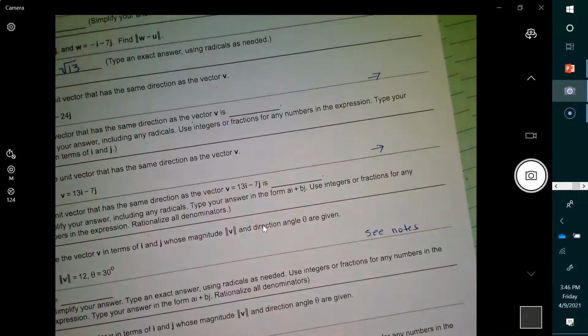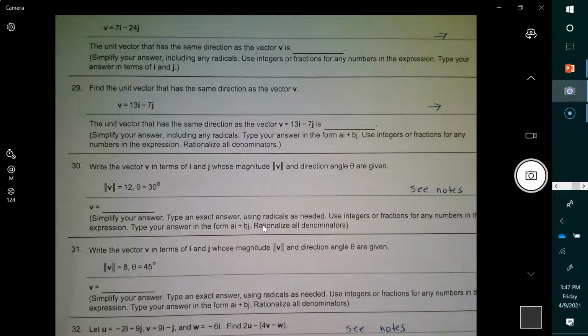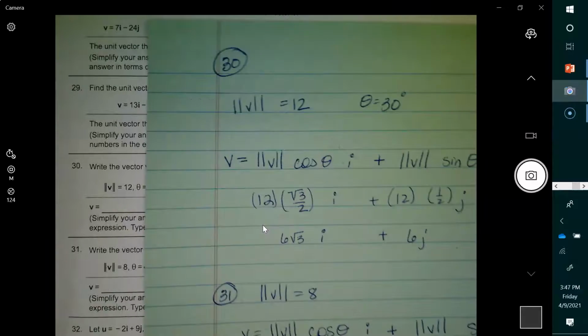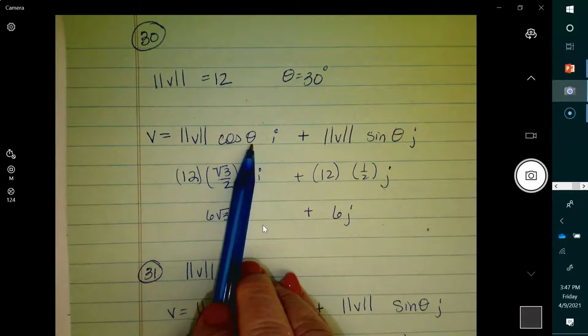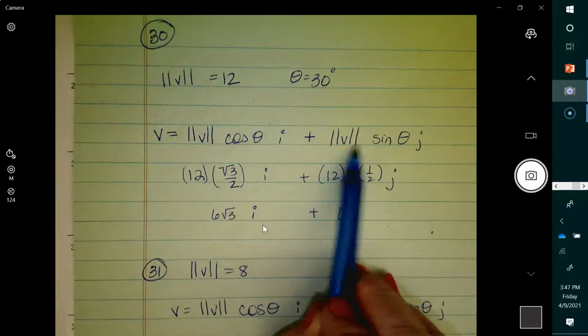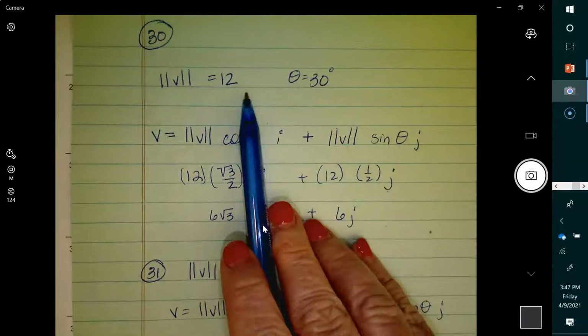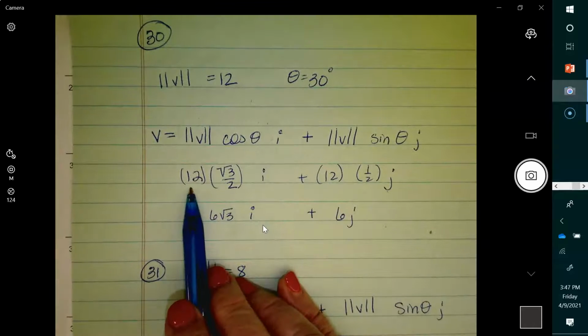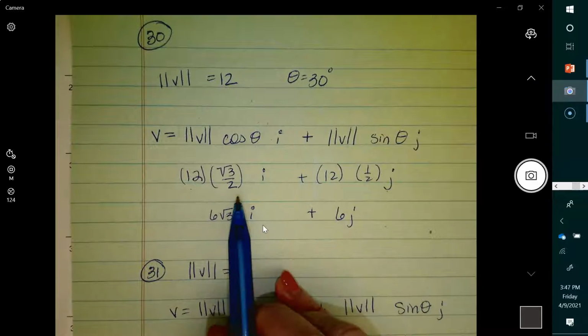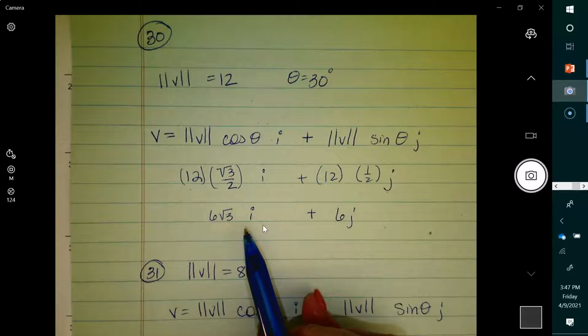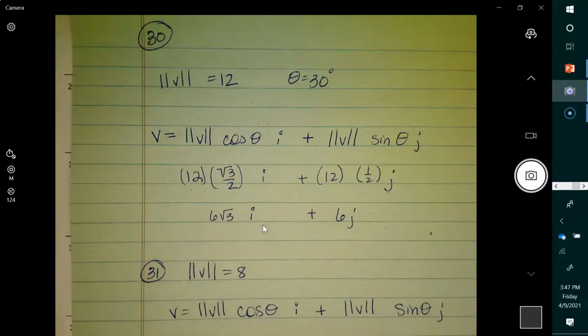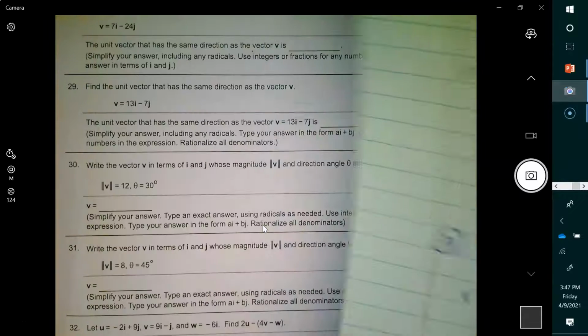Number 30. Here's number 30. Write the vector in terms of i and j. Okay, so there's the formula. It says v equals the magnitude times cosine theta i plus the magnitude times sine theta j. And they give you the magnitude. So you just plug this in. They give you theta is 30. So you know the cosine, you know the sine. And when you simplify, this is your vector v.